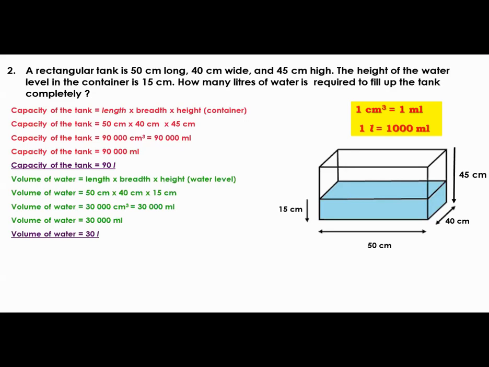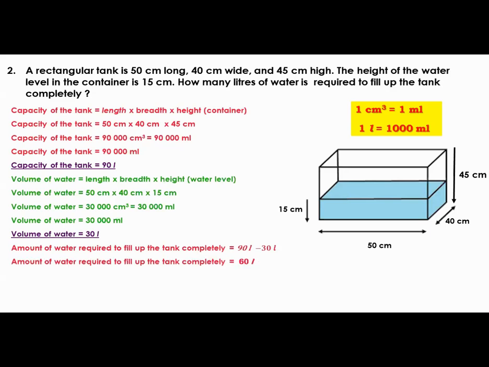Now, if we subtract 30 from 90, we will find out how many liters of water are required to fill up the tank completely. So, subtracting 30 liters from 90 liters, we get the answer, that is 60 liters. The amount of water required to fill the tank completely is 60 liters.